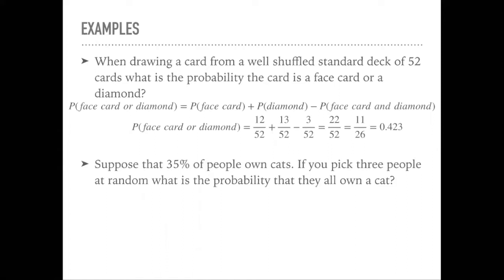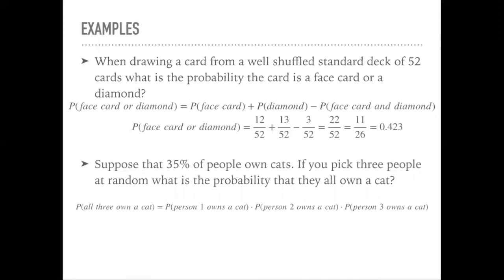Now suppose that 35% of people own cats. If you pick 3 people at random, what is the probability that they all own a cat? Well, here you're thinking the probability that all 3 own a cat is the probability person 1 owns a cat, and the probability person 2 owns a cat, and the probability person 3 owns a cat. When we're thinking and, we're thinking multiply.